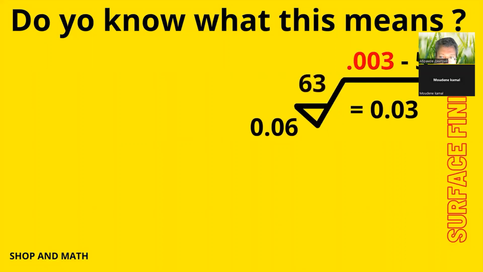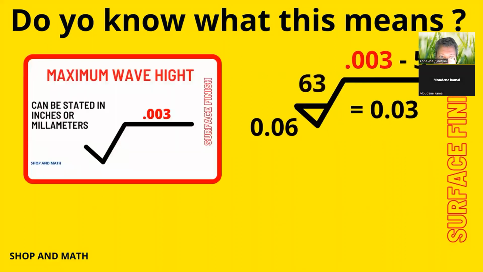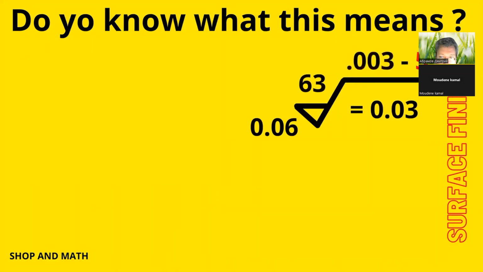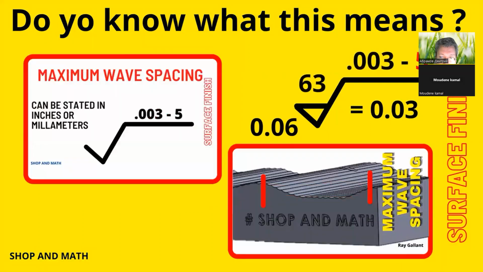Next up is the 3 thou on the top. The maximum wave height can be 3 thou. So the depth from the peak to the valley can only be 3 thou in depth. Next up is the 5 on the end. The 5 is really 5 thou, and that's the maximum wave spacing. So it's from peak to peak, can only be 5 thou.